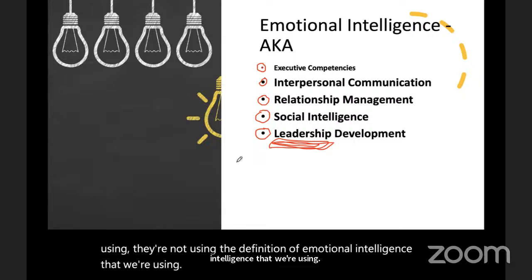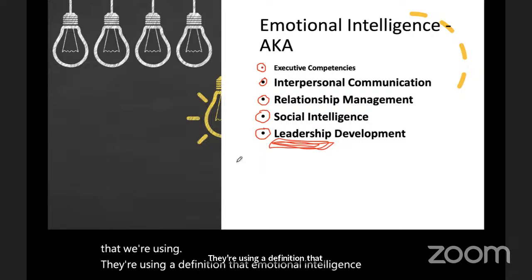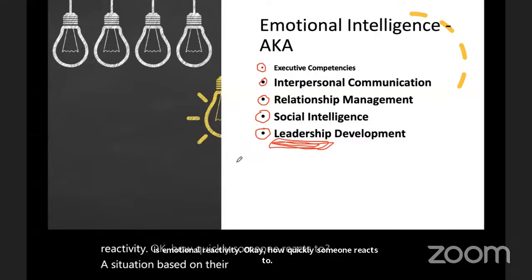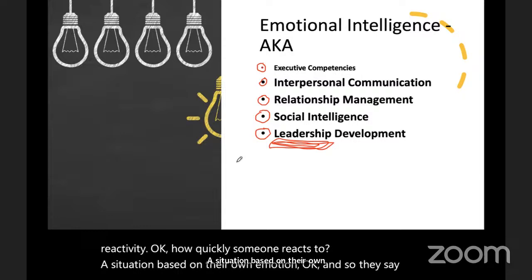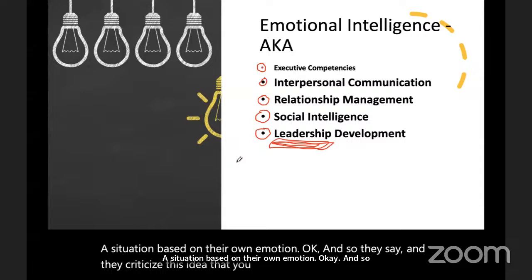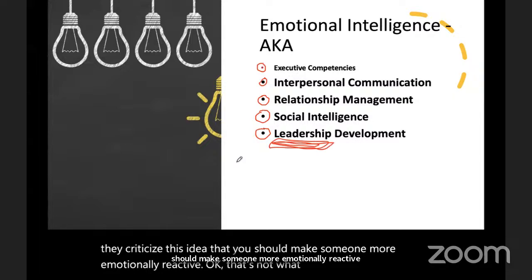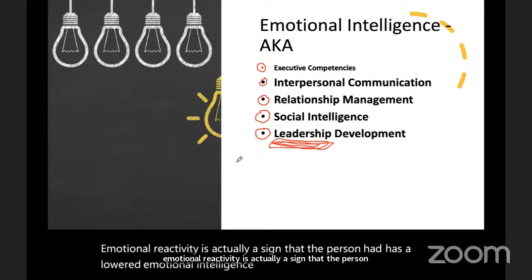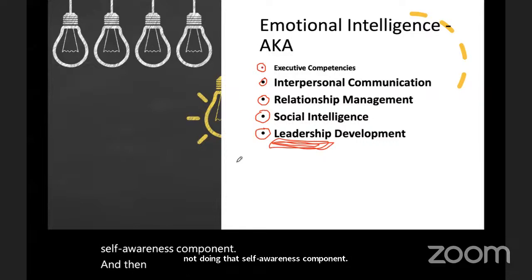They're using a definition that emotional intelligence is emotional reactivity. Okay. How quickly someone reacts to a situation based on their own emotion. And they criticize this idea that you should make someone more emotionally reactive. Okay. That's not what we're talking about here. Emotional reactivity is actually a sign that the person has a lowered emotional intelligence, because they're not doing that self-awareness component and then exploring what's going on in the environment to determine the appropriate emotion. Okay.